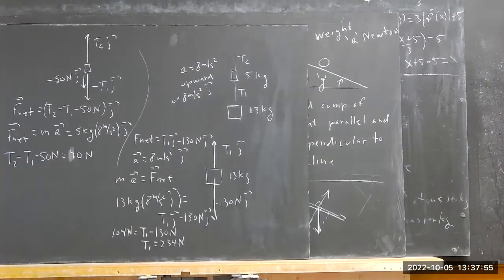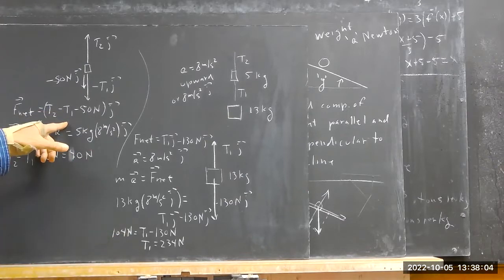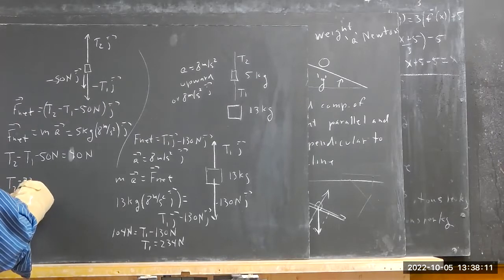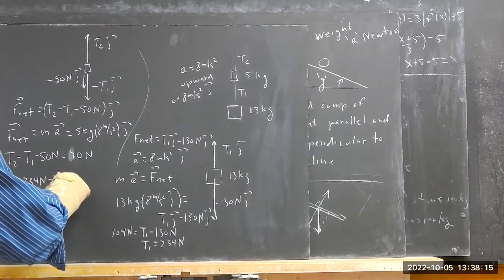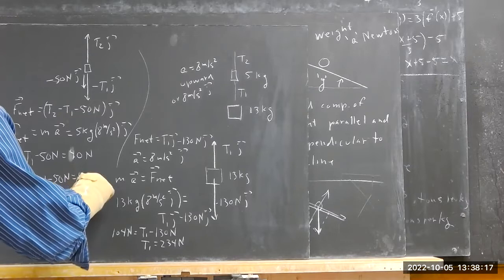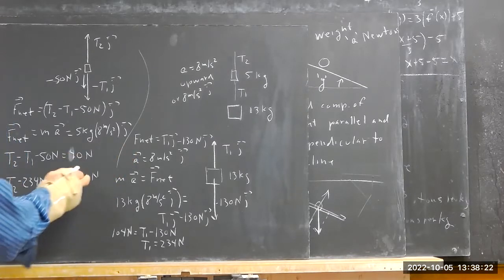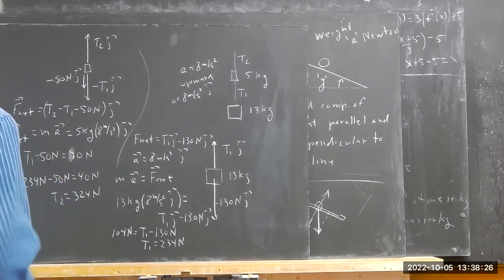Now, two unknowns. What are we going to do about that? Well, we found T1 down here. I could have substituted it immediately up here, but I kind of wanted to keep the symbol in there. Minus. Where it comes from. And now we just add these up. We got 284 newtons plus 40 newtons, which is 320 newtons.